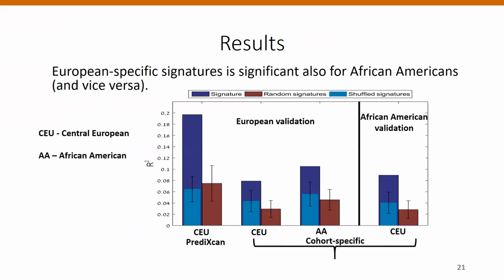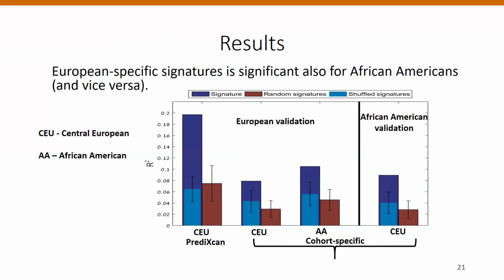What you see here, the three left signatures, are signatures that were validated on the European cohort. To the leftmost, you see the PrediXcan signature, which, as I mentioned, managed to get an R squared of 0.2. That is the dark blue bar. The light blue bar is the shuffled signature, the same signature but with shuffled patients. And the red bar is random signatures, the same size as the actual signature.